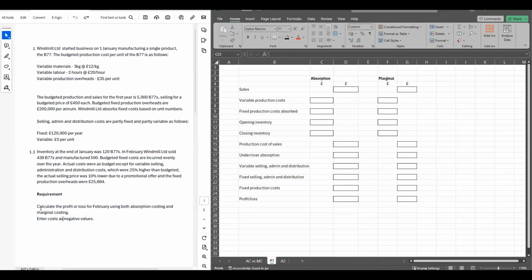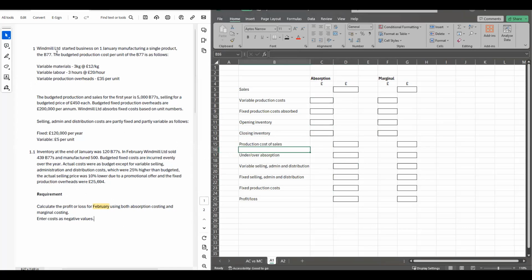Enter cost as negatives. Now, the key thing to check when you're reading the requirement is the time period you've been asked for. This one just requires a single month. Others you'll see in the question bank may require it for a quarter. That's a really important thing to pick up on in the requirement. Also remember, enter cost as negatives. So of course, all of our costs here are going to be negatives, and then remember, closing inventory would be a positive number, going back to your cost of sales equation.